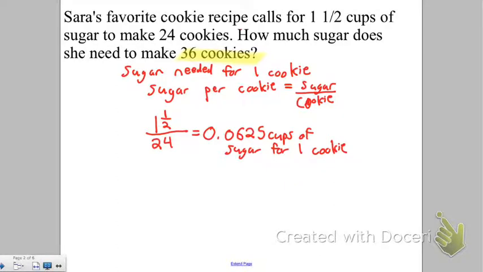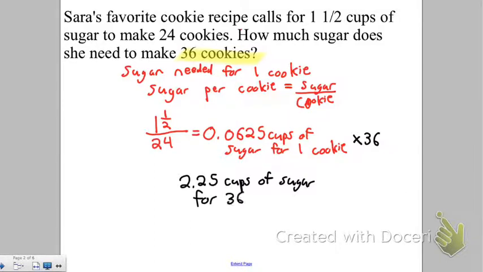Now, to determine the amount of cups of sugar needed for 36 cookies, I can just multiply everything here by 36. So 0.0625 multiplied by 36 is 2.25 cups of sugar for 36 cookies.